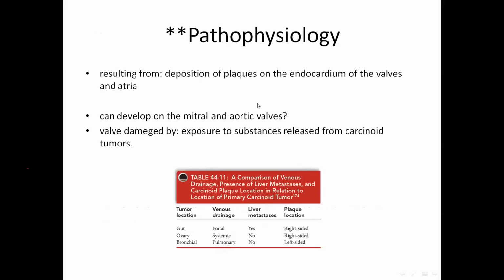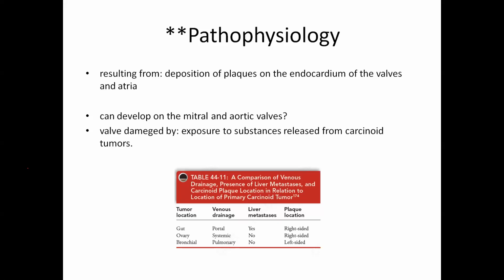The pathophysiology of carcinoid results from deposition of plaque on the endocardium of the valve and atria. Can it develop in the aortic and mitral position? Yes, it can, especially if the patient has an intracardiac shunt, or the primary disease is in the lung.